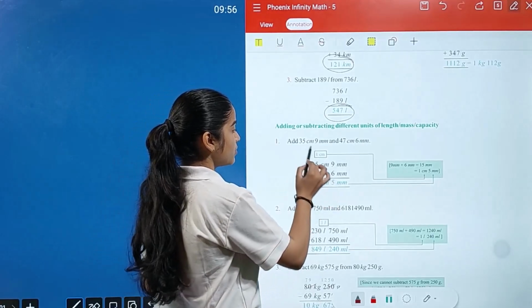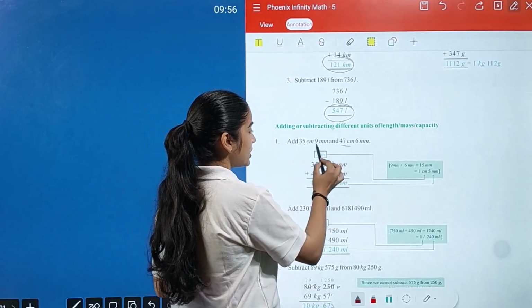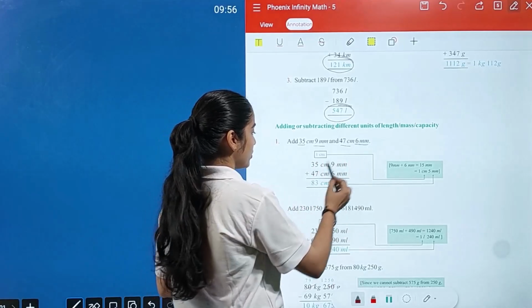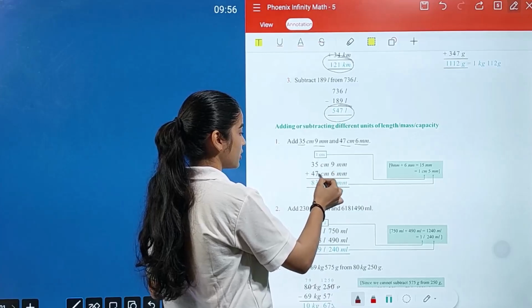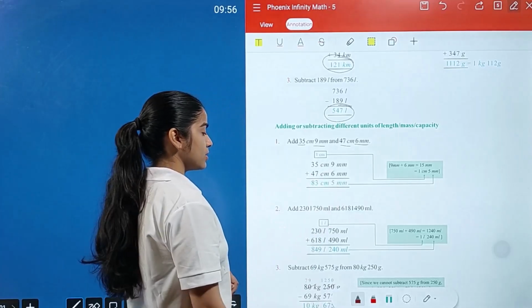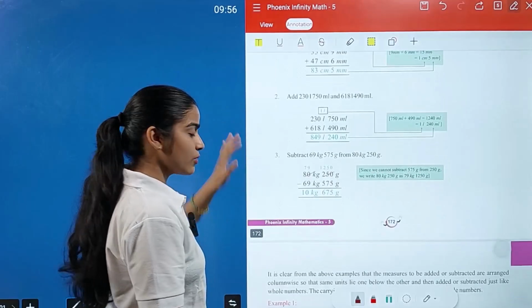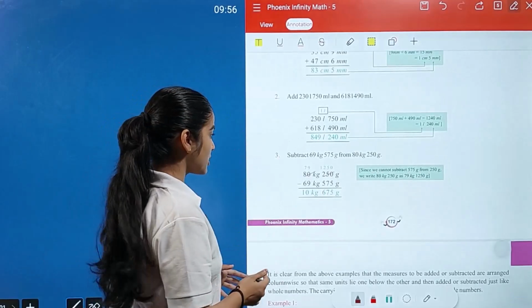So what you have to do, centimeter would be added into centimeter and millimeter would be added into millimeter. So 9 and 6, 15, 1 should be there, and 35 and 47 plus 83 centimeter is your answer. So what you have to do, the same concept for subtraction as well.